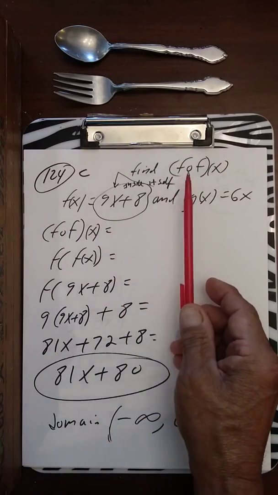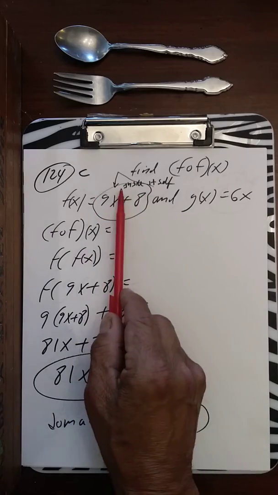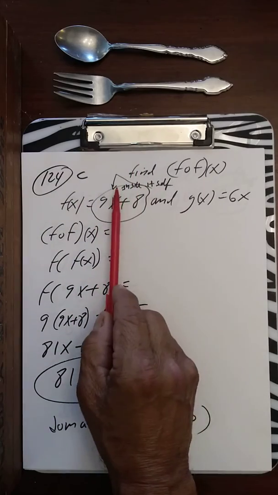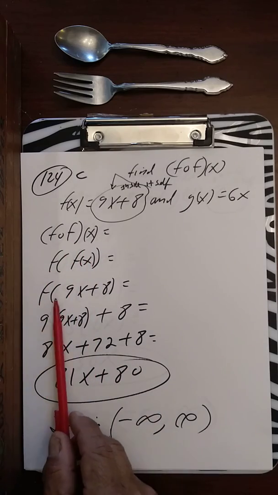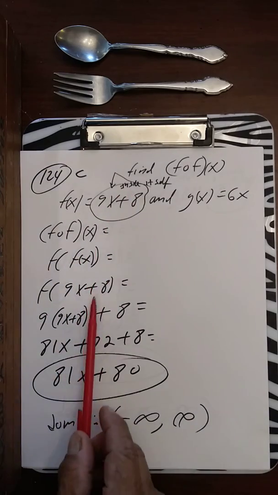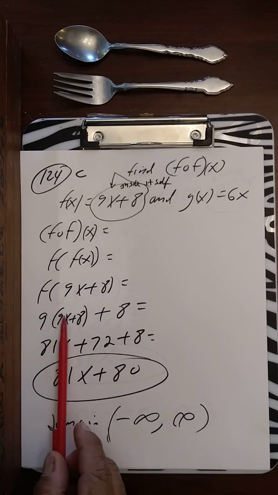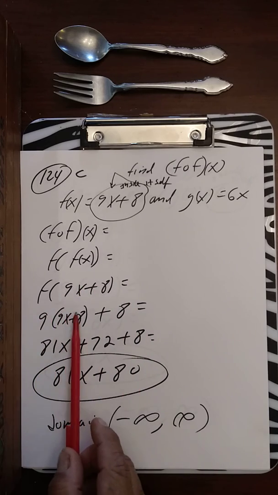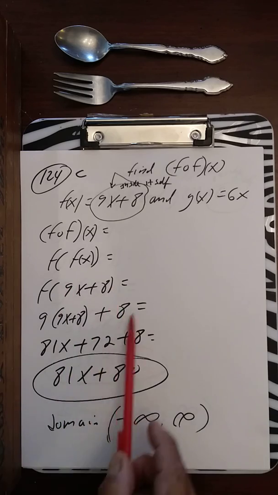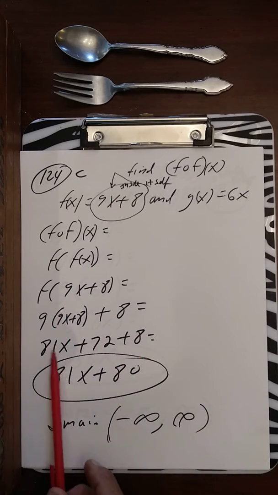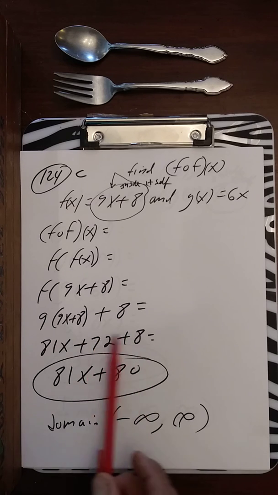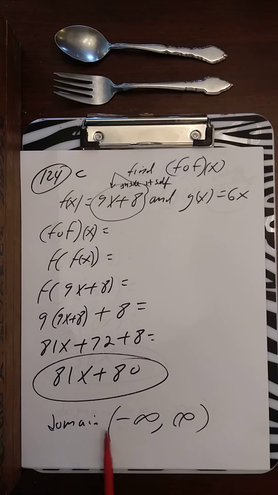F circle f of x means f of x goes inside of f of x itself. So f circle f of x means f of x, f of 9x plus 8, and it's going to go back inside where? 9x plus 8 is going to go inside of 9 times the x plus 8. So it's this one inside of itself. 9 times 9 is 81, 9 times 8 is 72, and that. So 81x plus 80, and we're done. So now, domain, negative infinity to infinity.